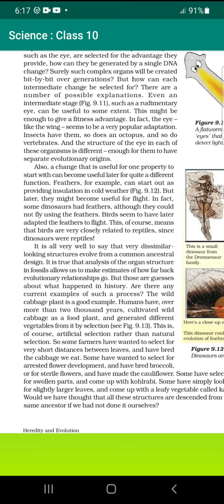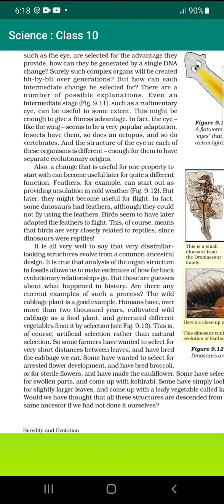Also, a change that is useful for one purpose to start with can become useful later for quite a different function. Feathers, for example, can start out as providing insulation in cold weather, but later they might become useful for flight. In fact, some dinosaurs had feathers, although they could not fly using the feathers. Birds seem to have later adopted the feature of flight. This, of course, means that birds are very closely related to reptiles since dinosaurs were reptiles.